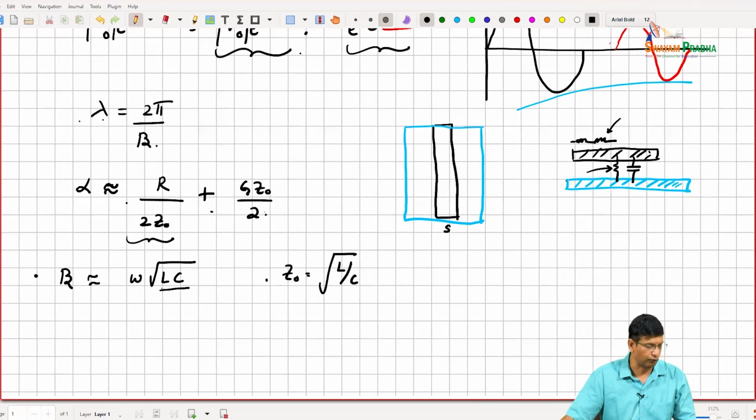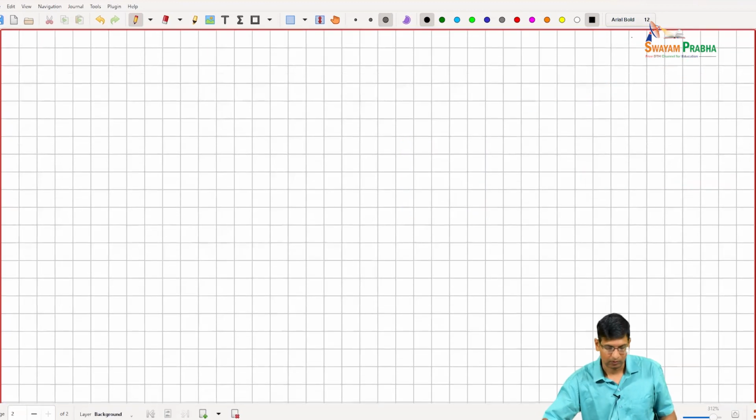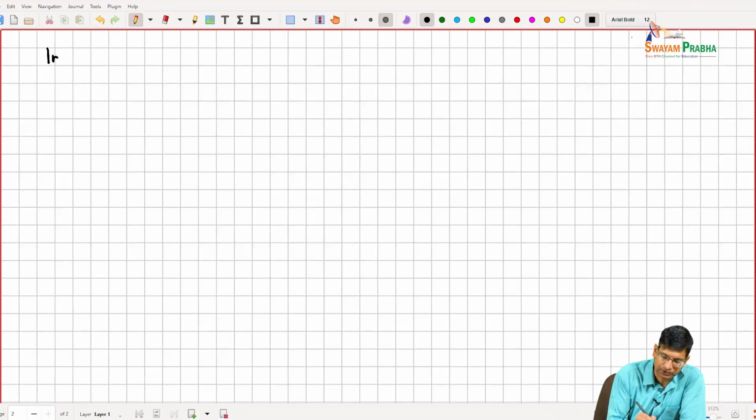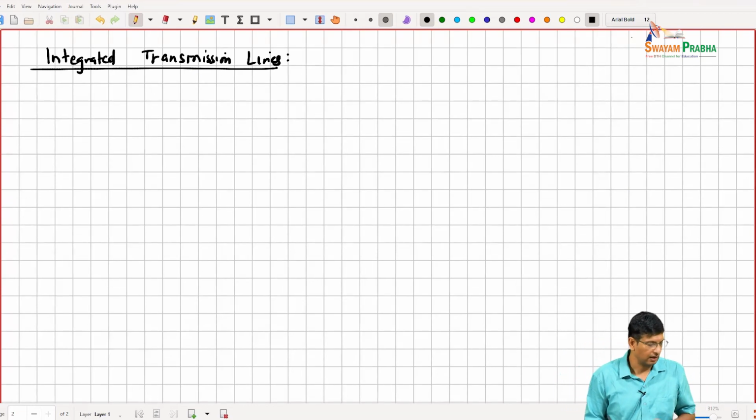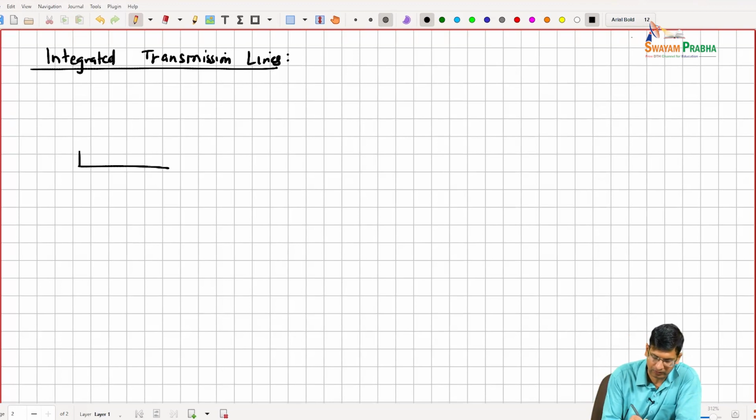Given this sort of overview, we have some examples we've discussed before of integrated transmission lines. They are not very different from transmission lines that are implemented in MMICs or PCBs. So effectively, for example, you can have the microstrip that I just drew. So you have the ground layer, and then you have a signal layer.